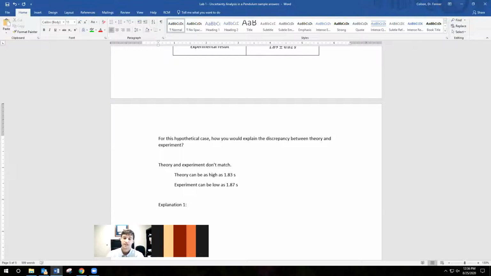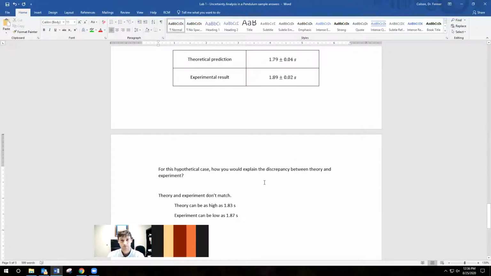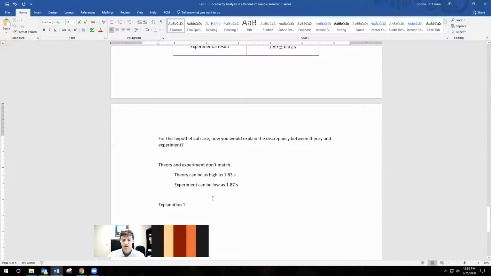Well, you'll have two explanations. Clearly, either perhaps the theory is wrong, which would be explanation two. You should always assume that your experiment is wrong first, because it's easy to get the experiment wrong, whereas the theory has been around for hundreds of years. So your second explanation would be that the theory is incorrect or incomplete.